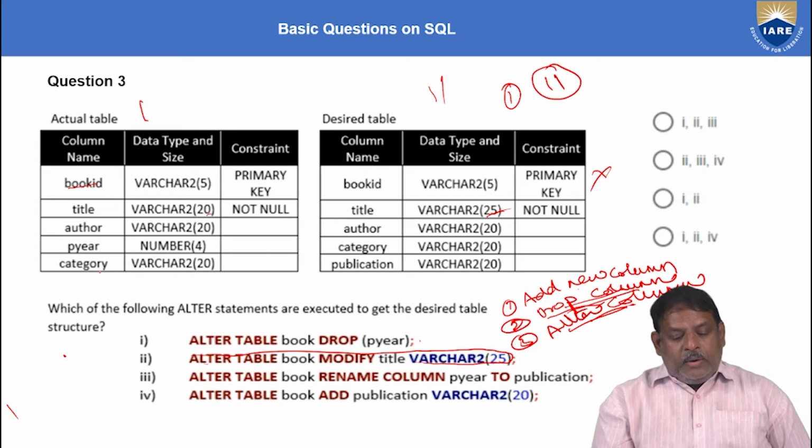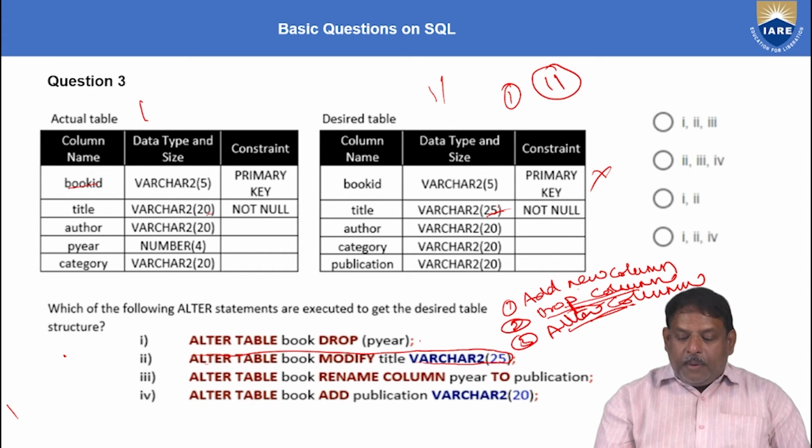Now let us go to the category. It is here. So category also no change. So no change for category, no change for author, no change for book ID. Title from 20 to 25 we have made it. So the second option is correct. With the first option we have removed the year. It is here, it is not here. So we have used the first option. We have removed it. So answers are 1 and 2.